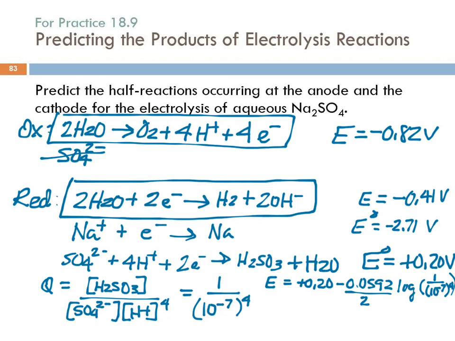0.0592 divided by 2 times the base 10 log of that. So in water, this is minus 0.63 volts, not plus 0.2. This is E under non-standard conditions. So now we compare this minus 0.63 to the minus 0.41, and the minus 0.41 wins.